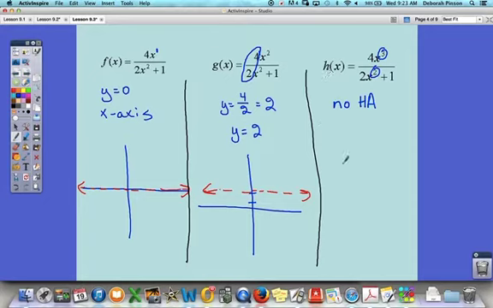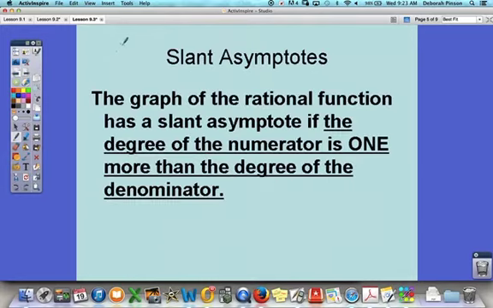Okay, so that's horizontal asymptotes, straight up memorization pretty much. The second kind of asymptotes we're going to look at is slant asymptotes. That just means that the asymptote is at an angle. It's a line written in y equals mx plus b form. Okay, so here is your situation. You'll have a slant asymptote if the degree of the numerator is 1 more than the degree of the denominator.